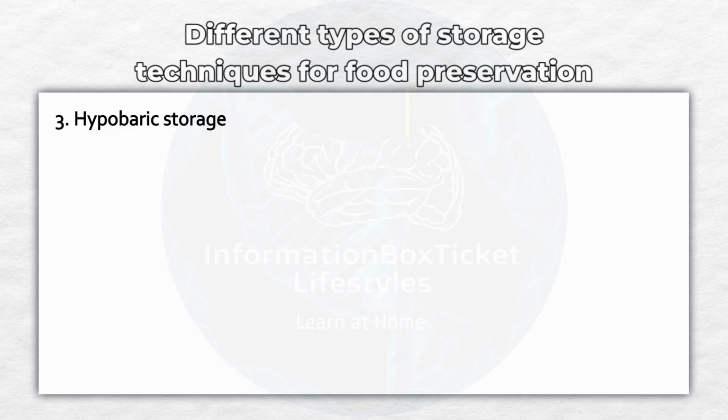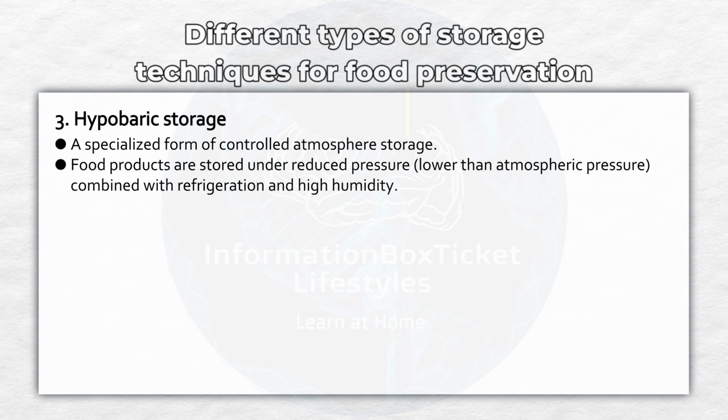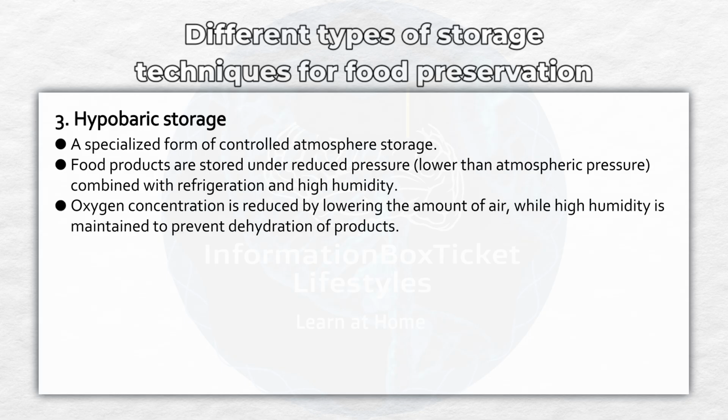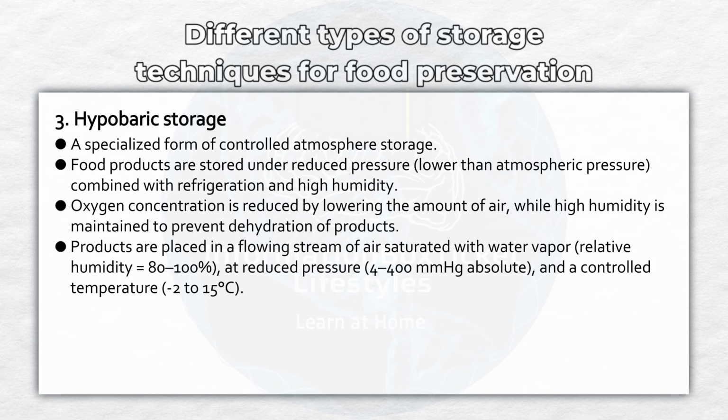3. Hypobaric storage, a specialized form of controlled atmosphere storage. Food products are stored under reduced pressure, lower than atmospheric pressure, combined with refrigeration and high humidity. Oxygen concentration is reduced by lowering the amount of air, while high humidity is maintained to prevent dehydration of products. Products are placed in a flowing stream of air, saturated with water vapor, relative humidity equals 80 to 100%.